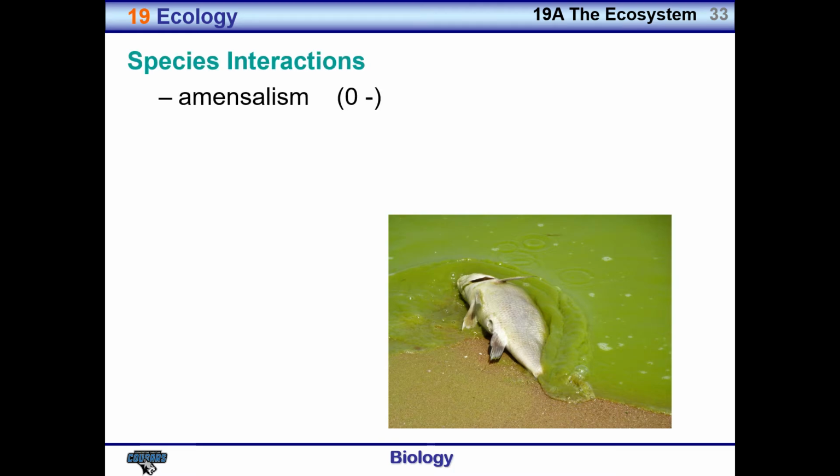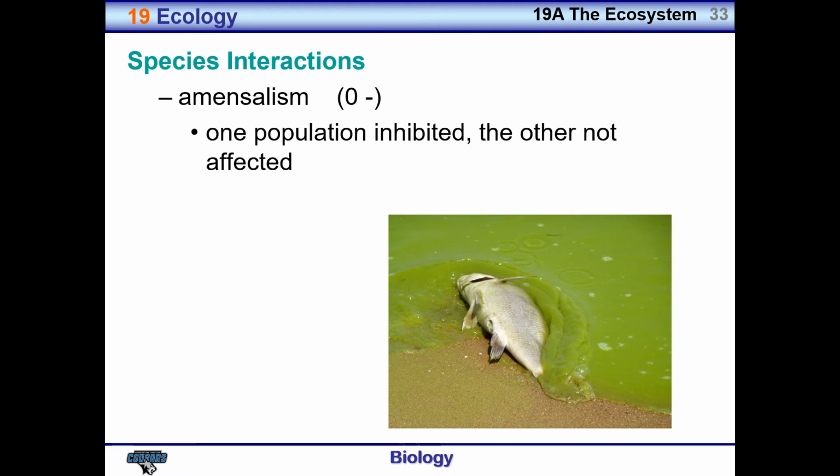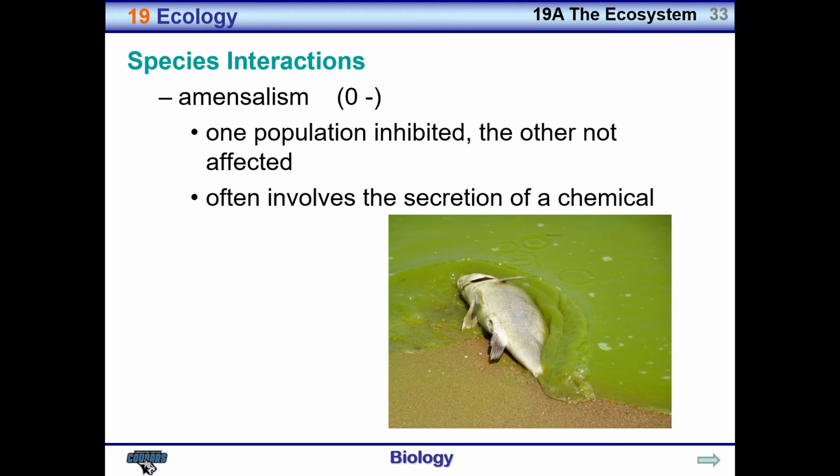Another term is amensalism. In amensalism, one population is inhibited or harmed by a second population, and the second population is not affected by the first. So one population is inhibited, the other one is not, and this sometimes is a situation where one maybe secretes a chemical that maybe it's part of its waste, but when the waste product builds up to some level, it may cause another animal to either be sick or maybe even die.